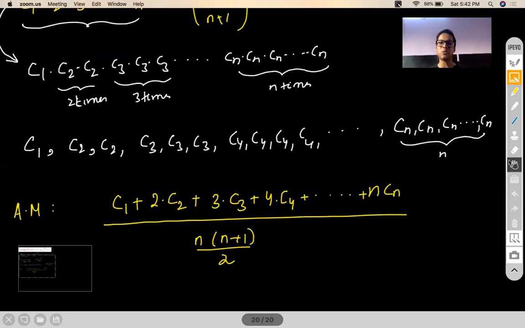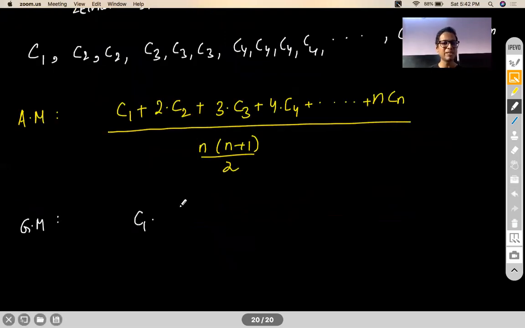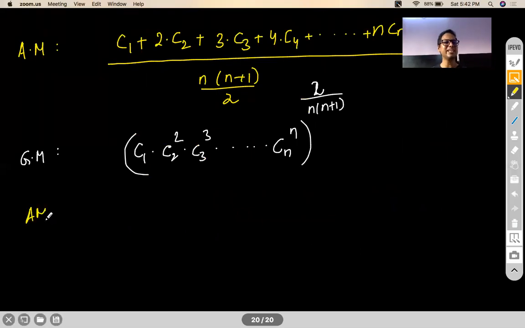Yeah. Now, what will be the geometric mean? Geometric mean is when you multiply them all: C1, C2 and C2 multiplied will be C2 square, C3, C3, C3 multiplied will be C3 cube, up to Cn to the power n, whole raised to the power 1 by n plus 1 by 2. So 2 will go up. Correct? Correct. Now let us use the AM greater than or equal to GM inequality, right?